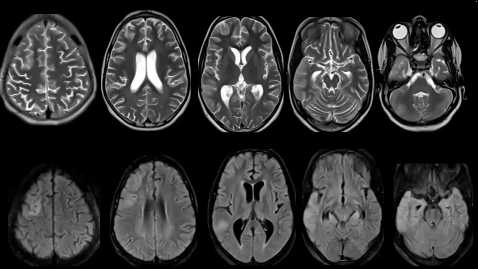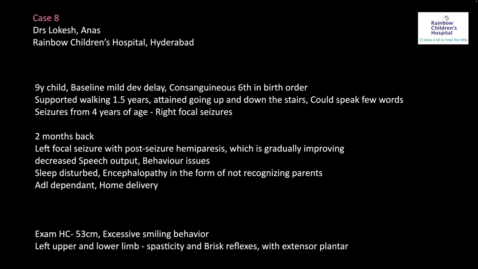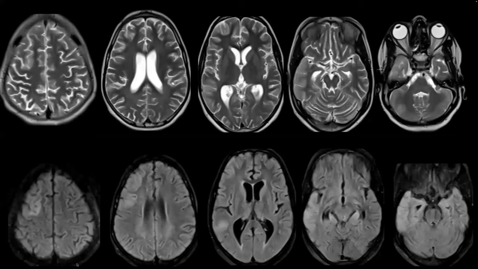EEG, Anas, the question of EEG? EEG had background slowing. There were no periodic complexes for SSPE or anything. So Dr. Vijay, is mitochondrial still a possibility? In this case, I don't know whether mitochondrial is the first possibility, but obviously it's one of the possibilities.